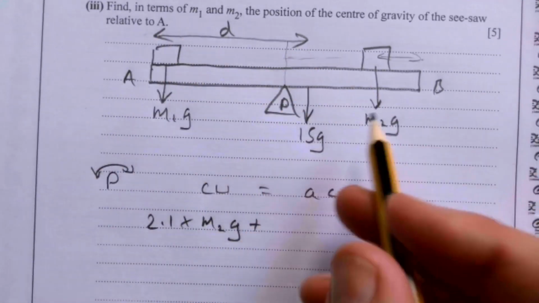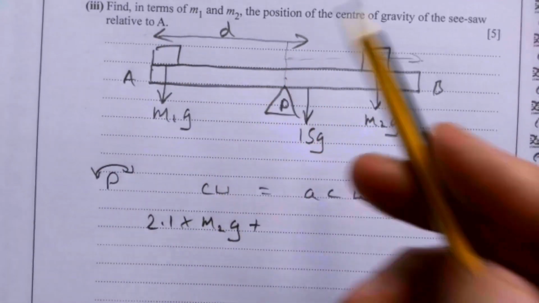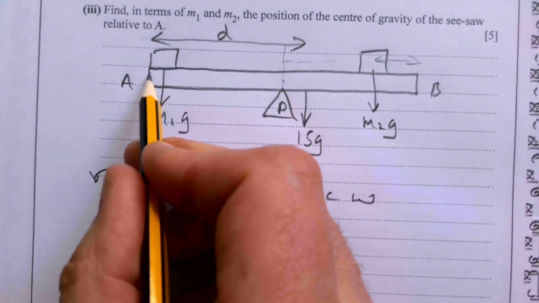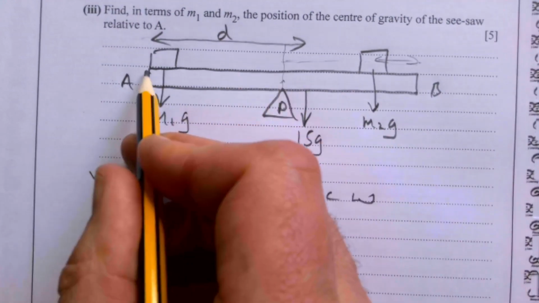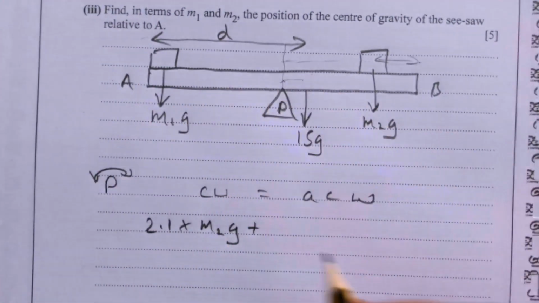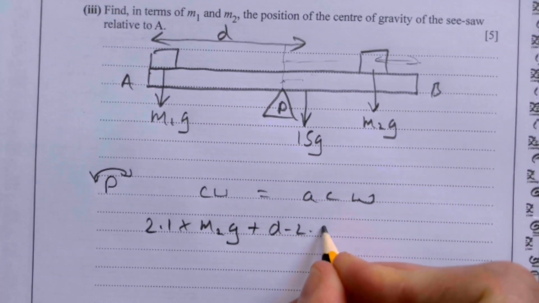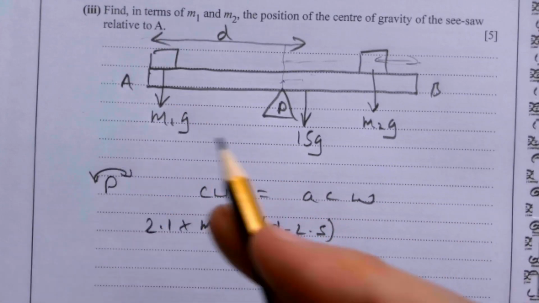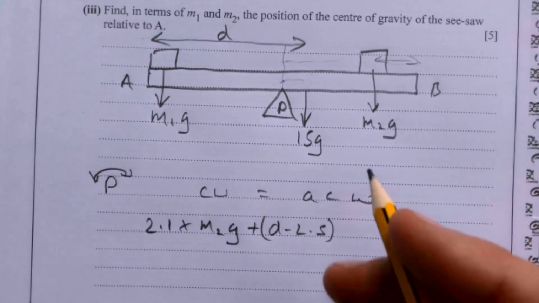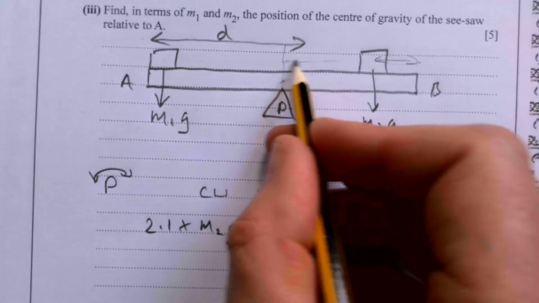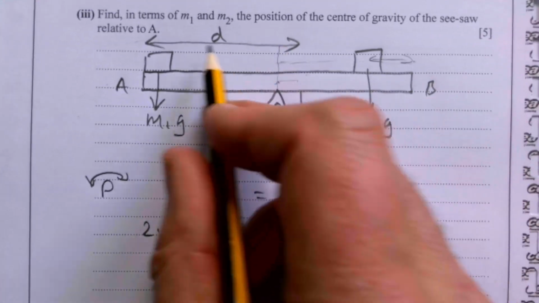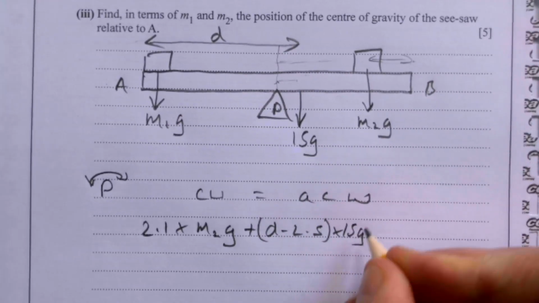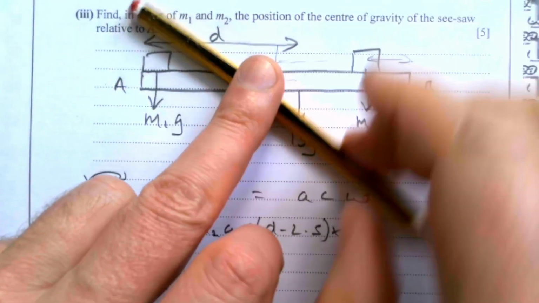That distance is d, but I want the moment from this point here, which is my pivot point. So it's just that distance there. If that's 2.5 and that's d, then this distance is d take away 2.5. There are other ways of doing this, but because they've asked this relative to A, I think this is the most straightforward way. Sometimes you could call this a different letter, like e, work it out, and then find d relative to it at the end. And that's then times our 15g. Those are two clockwise ones.